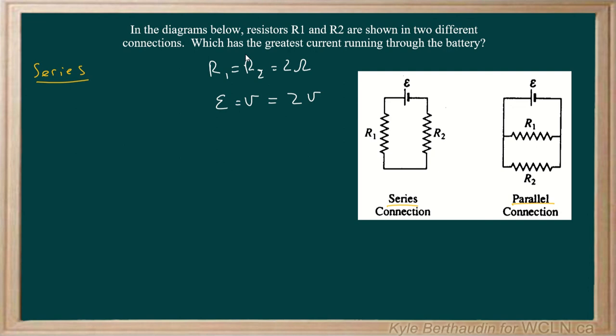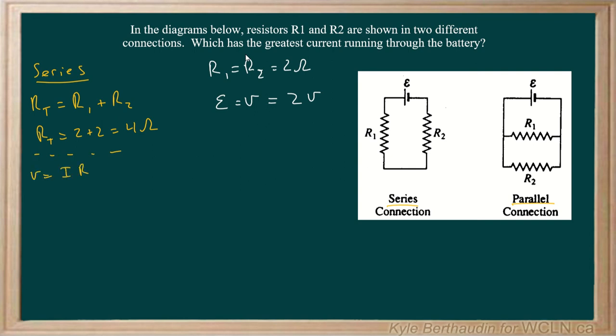Okay, so when we're adding up resistors in a series circuit, we add them linearly, right? The total resistance is just R1 plus R2. So if we have R1 and R2 equaling 2, 2 plus 2 gives us 4 ohms for the total resistance. Then we can use Ohm's law. V equals IR.